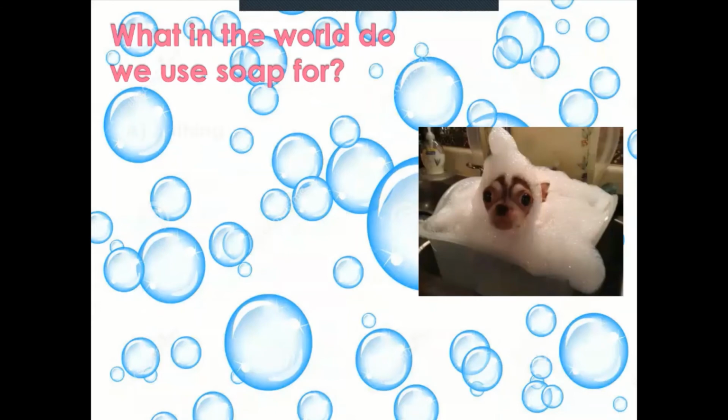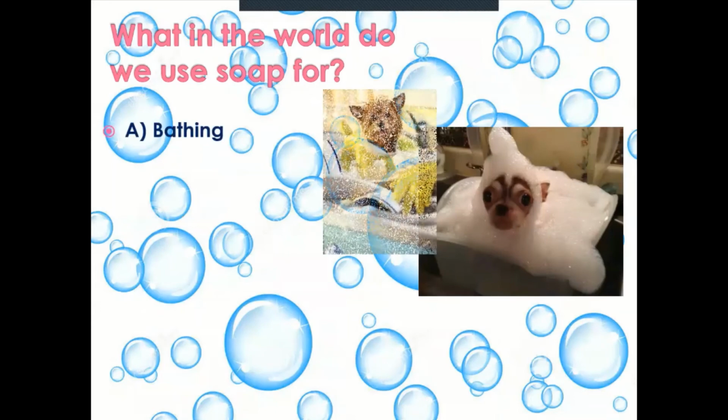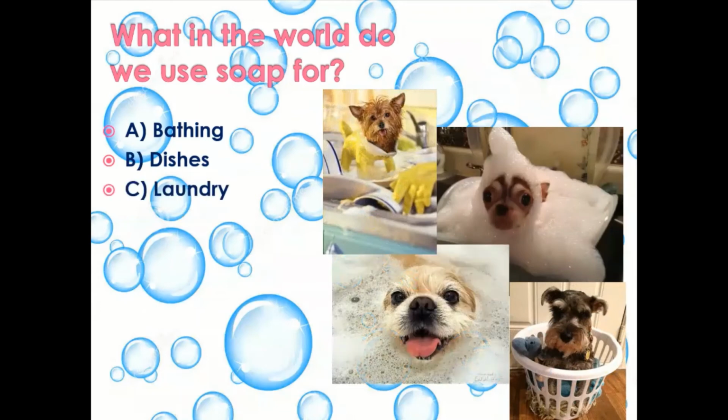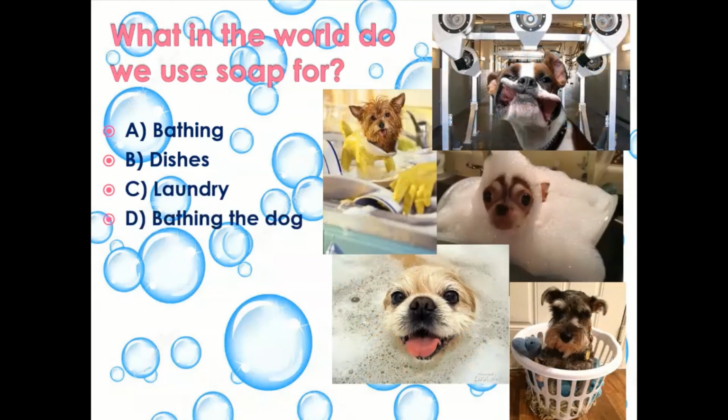This was also fascinating to me, and it was what we use soap for. So we use it for bathing, for dishes, for laundry, for taking a bath, for bathing the dog. We already had our bathing up there, or for washing the car. So this is from my kids' class. We actually made soap in the fall. So what do you think is the biggest use? Go ahead, lock in your answer.